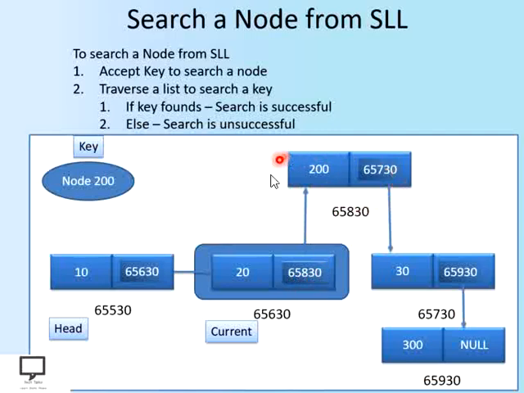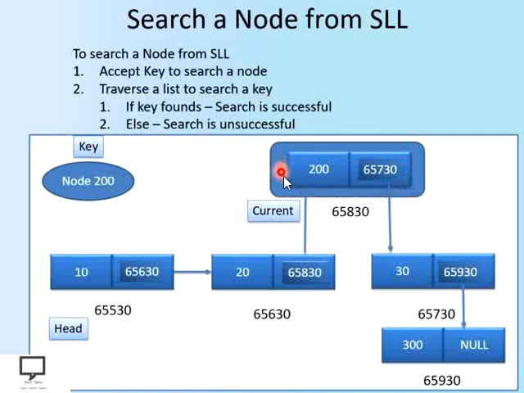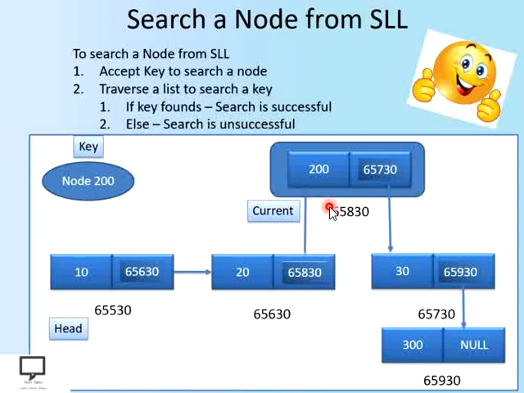So now let's focus on this node by making this the current node. After comparison of both the nodes, we can say that the node's information part and the key value are both equal. It means that our search is successful. As our search is successful, we can stop over here. As far as the searching of a node is concerned, the search is successful and we need to stop at this position. So in this way we can search a node from the singly linked list.